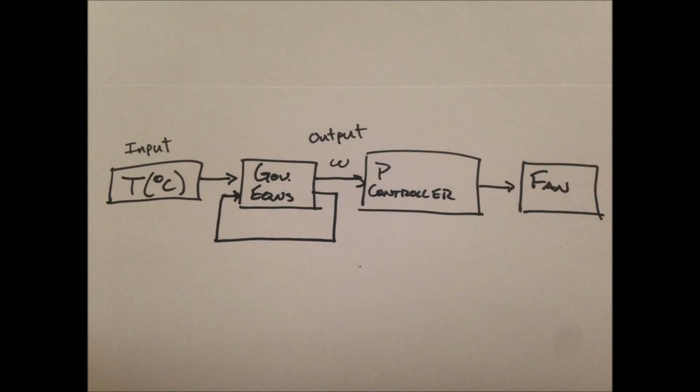As was discussed and shown earlier, here is a block diagram showing all the different parts of the system. Note the input is the temperature and the output is the angular velocity going to the fan.